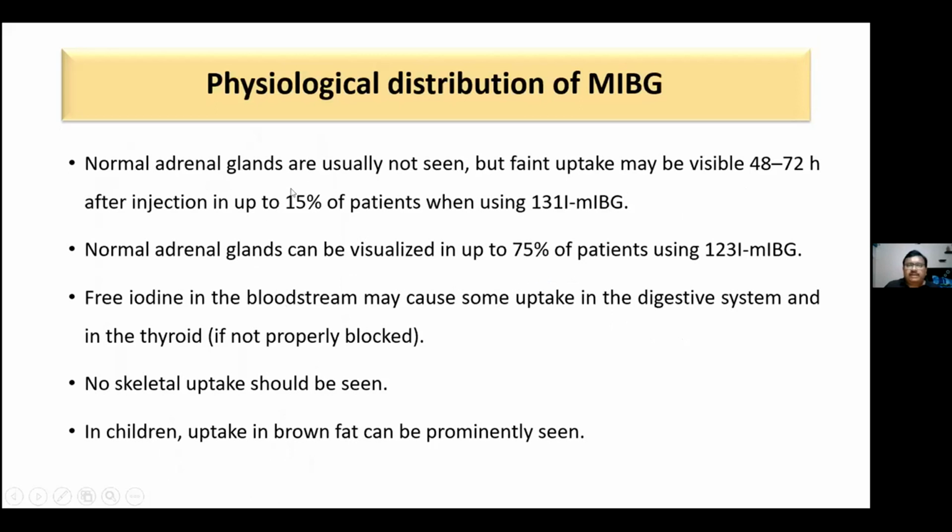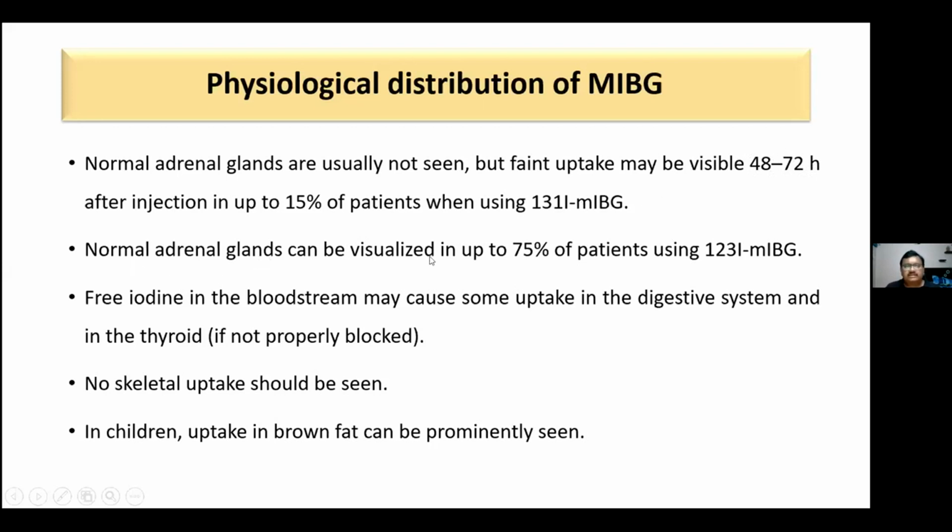Now, normally adrenal glands as such are not seen, but faint uptake may be visualized 2 to 3 days after injection in 15% of patients when using I-131 MIBG. I-131 MIBG has a half-life of around 8 days, so don't think 2 to 3 days is a big time. We can image the patient even after 7 days. This is not like FDG where the half-life is only 2 hours. We have a half-life of 8 days.